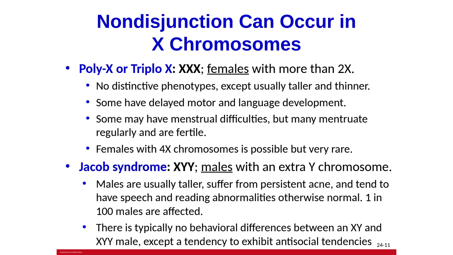Now, there are typically no really major behavioral differences between XY and XYY males, except there is a slight tendency to exhibit antisocial tendencies. If you look, for example, in prisons, you'll find instead of 1 in 100 males, a higher percentage of males. So they do seem to exhibit some tendency toward antisocial behaviors that would get them into jail. Okay, that's it for this section of the chapter. Thank you very much.